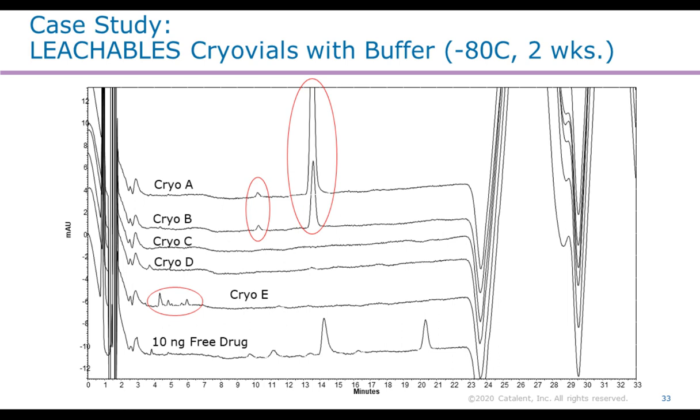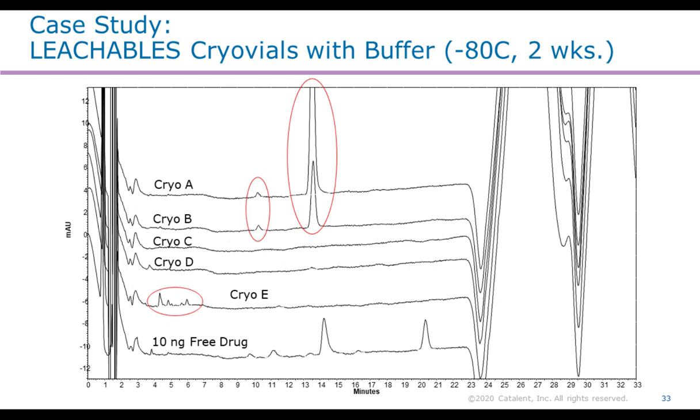This is an overlay of mild leachable conditions of buffer for 2 weeks at -80 degrees C in 5 different cryovials represented as cryo A through E. This condition is a conservative long-term storage temperature for biologics. Cryo A, B, and E show leachable peaks highlighted with the red circles.